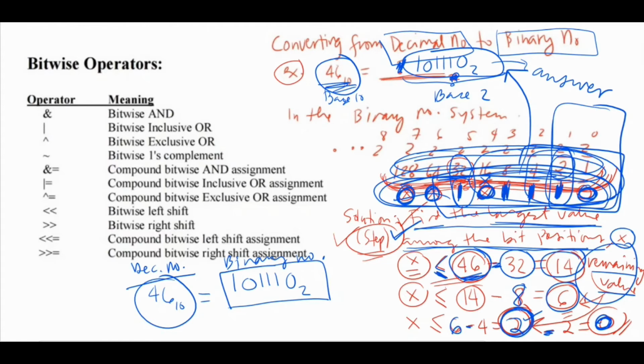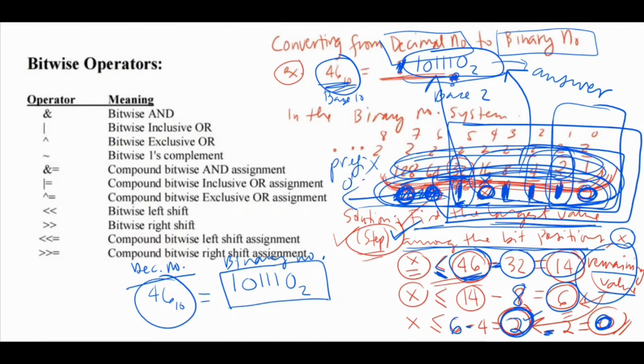And we could remove or ignore those zeros before the first significant binary digit 1. So all the prefix zeros to the left are ignored, and we could start with the first bit position whose value is 1. So this is now 101110. Again, you can ignore the prefix zeros, those zeros to the left.